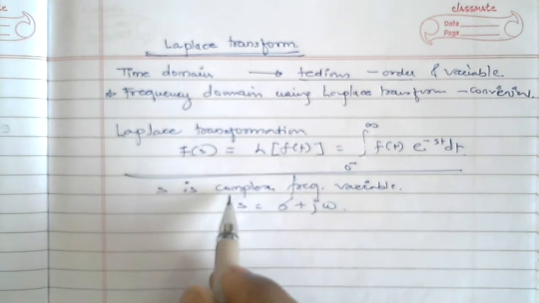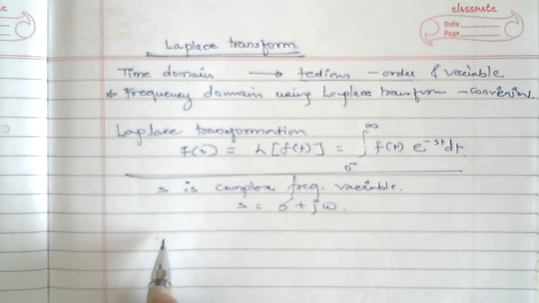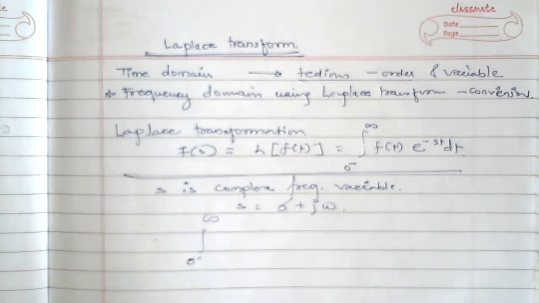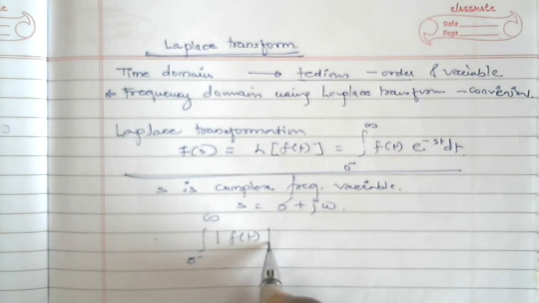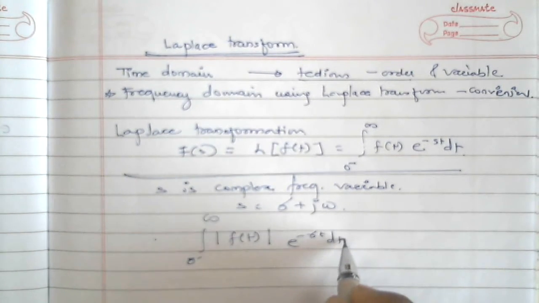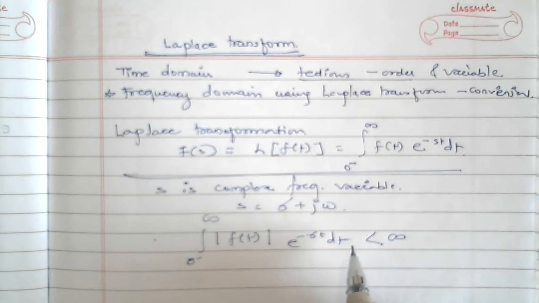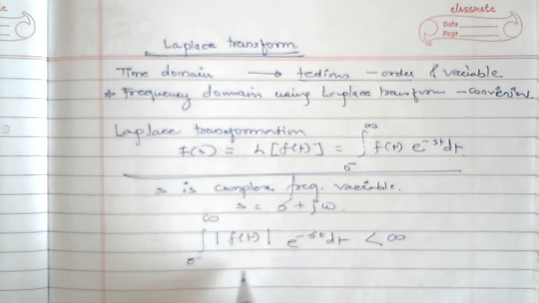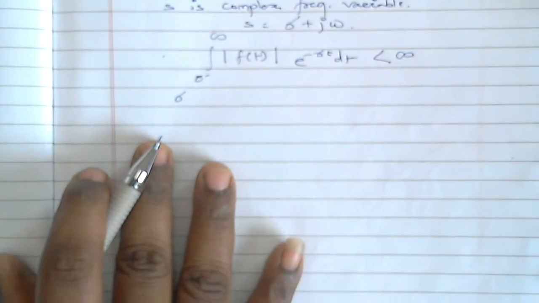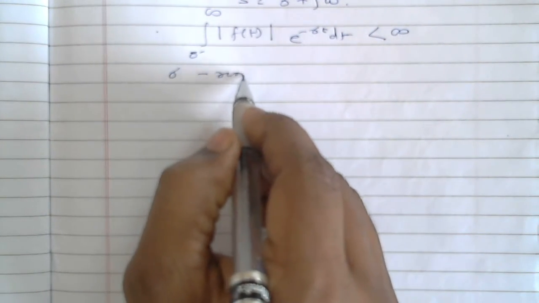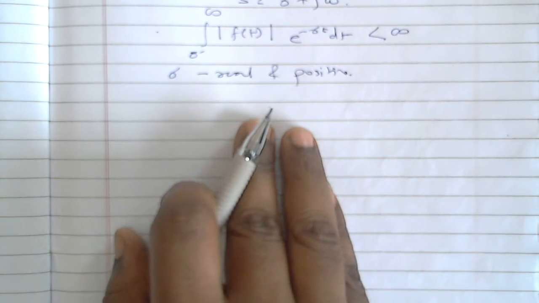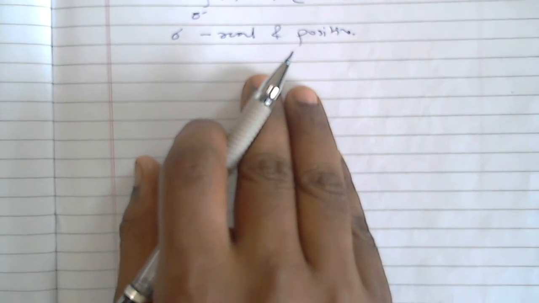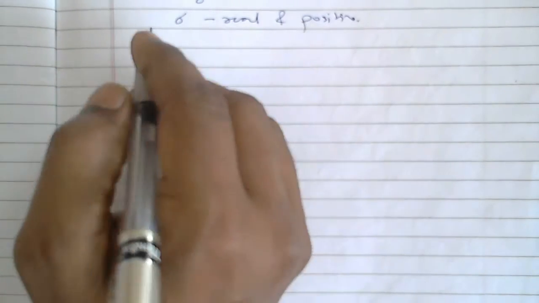Now the function f of t must satisfy a particular condition. Which condition? The integral from 0 minus to infinity of mod of f of t e raised to minus sigma t dt should be less than infinity. Okay, so the function should satisfy this particular condition. Here sigma is real and positive. Don't worry, though you find it a bit complicated, when we'll start actually solving electrical numericals, then it will be easy. Don't worry.